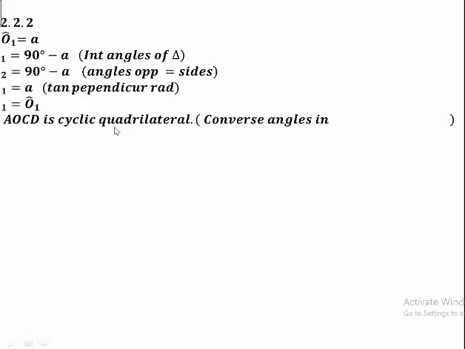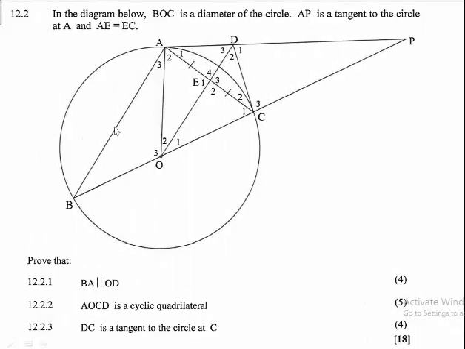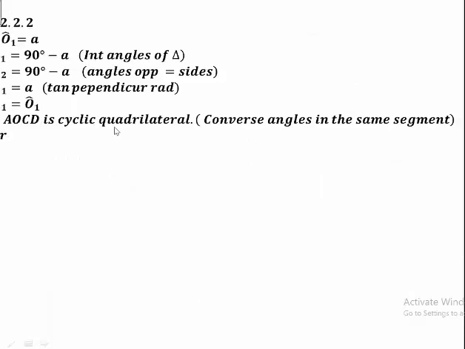So converse angles in the same segment. Now that we've done this question, I'm going to quickly jump to the next question, which will be, probably we will end with question 12.2.1, where we explain BA being parallel to OD. Now we'll go to 12.2.3 very quickly.